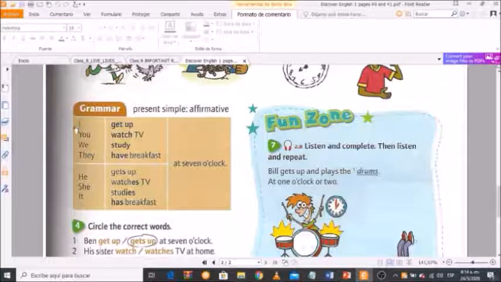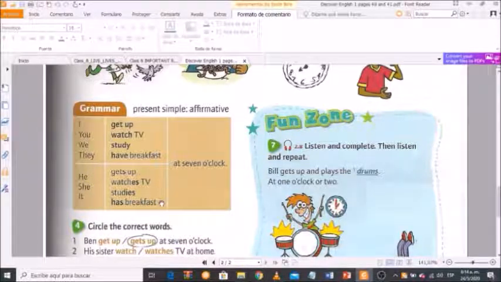So, we have I get up at 7 o'clock, or you watch TV at 7 o'clock, we study at 7 o'clock, they have breakfast at 7 o'clock, o cualquier oración que también pueden armar. Entonces, con los pronombres I, you, we, o they, dijimos que el verbo no agregaba S. But what happens if the subject is he, she, or it? We say he gets up at 7 o'clock, she watches TV at 7 o'clock, it studies, or he has breakfast.